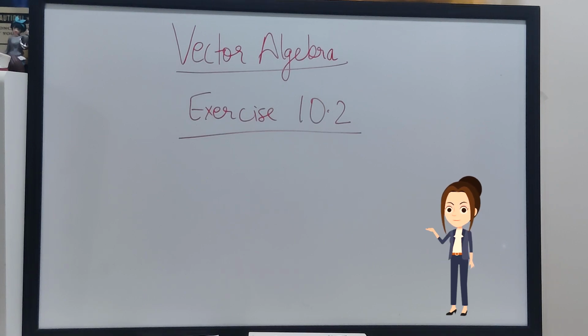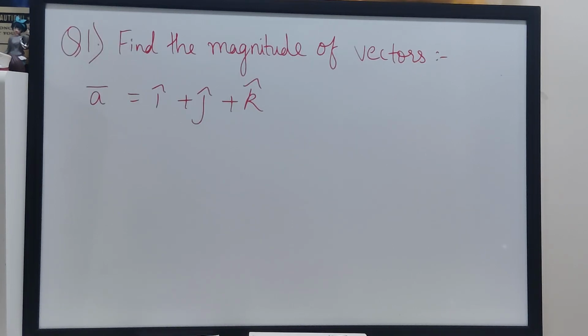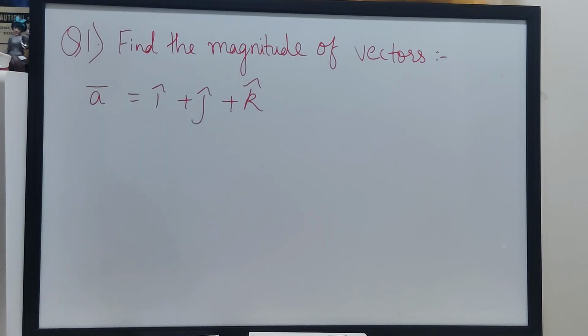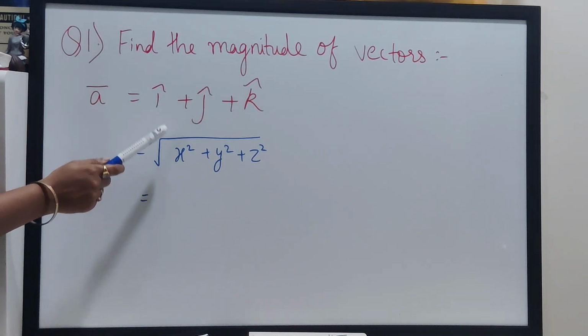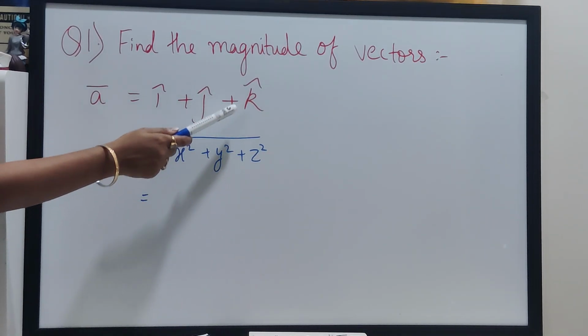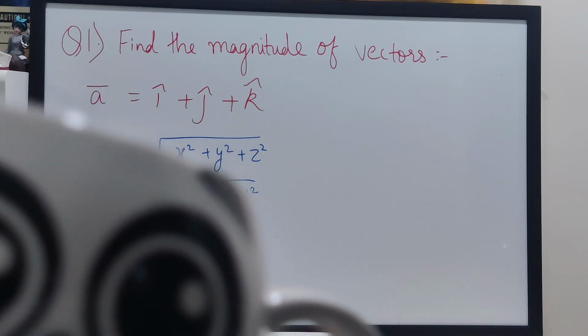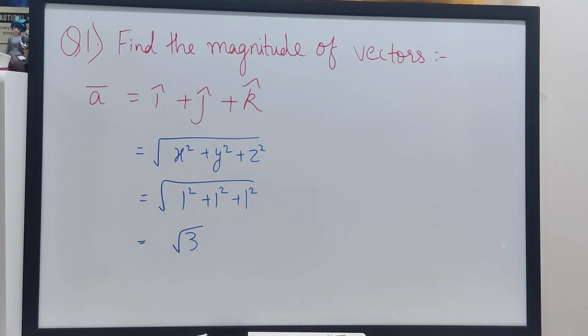Okay, now let's jump to exercise 10.2. The first question is you have to find the magnitude of a vector A, which is i cap plus j cap plus k cap. So take out the x, y and z components, and square root of x square plus y square plus z square will give you the value of the magnitude. Similarly for the second one, the B vector, you have to calculate.